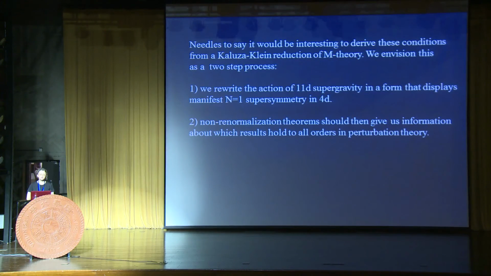So, needless to say, it would be interesting to derive these conditions, the superpotential and this property of K, from a Kaluza-Klein reduction of M-theory. We envision this as a two-step process. First, we rewrite the action of 11-dimensional supergravity in a form that displays manifest N equals 1 supersymmetry in 4 dimensions. And then in the second step, we use non-renormalization theorems, which should give us information about how things are corrected in the inverse radius or in alpha prime.